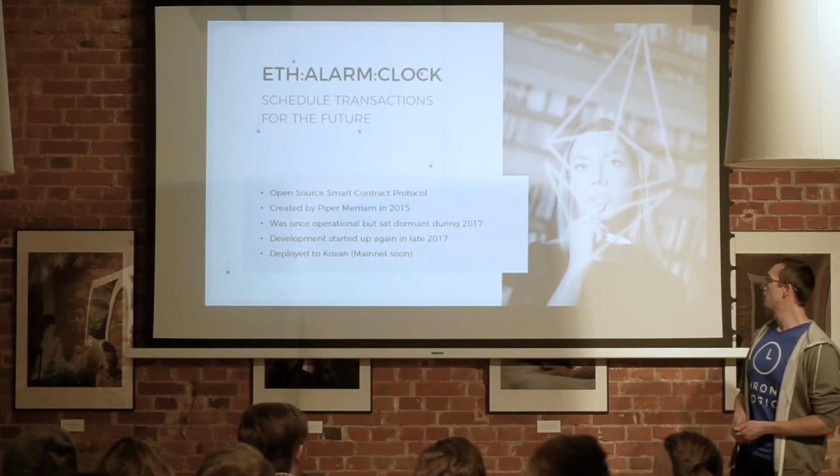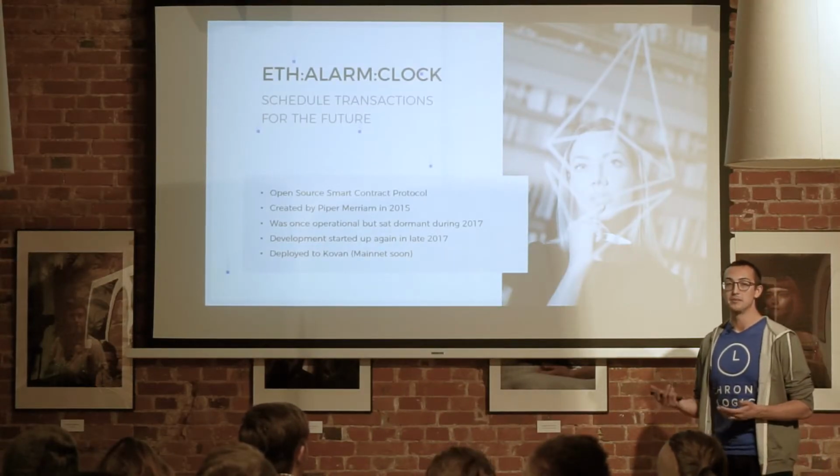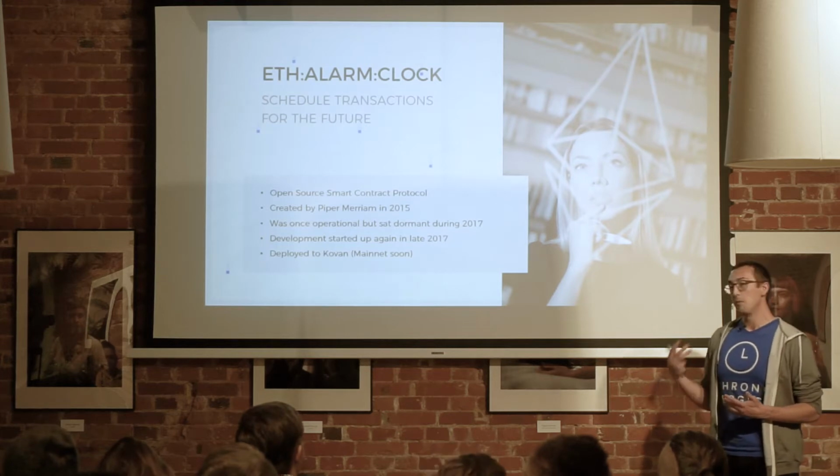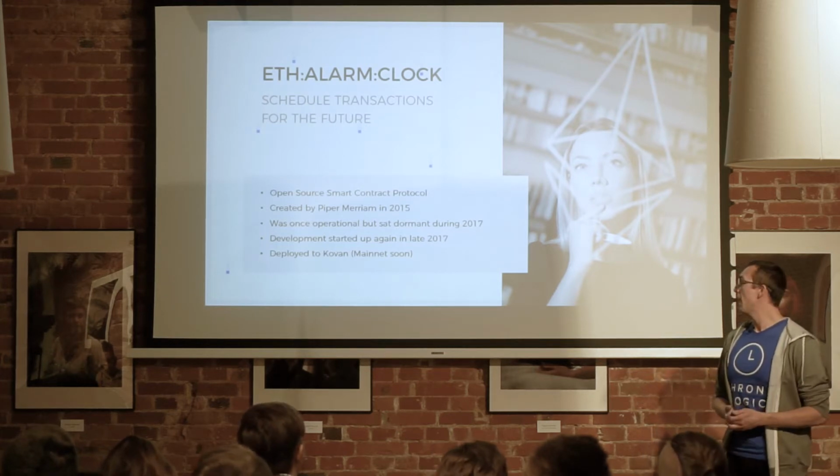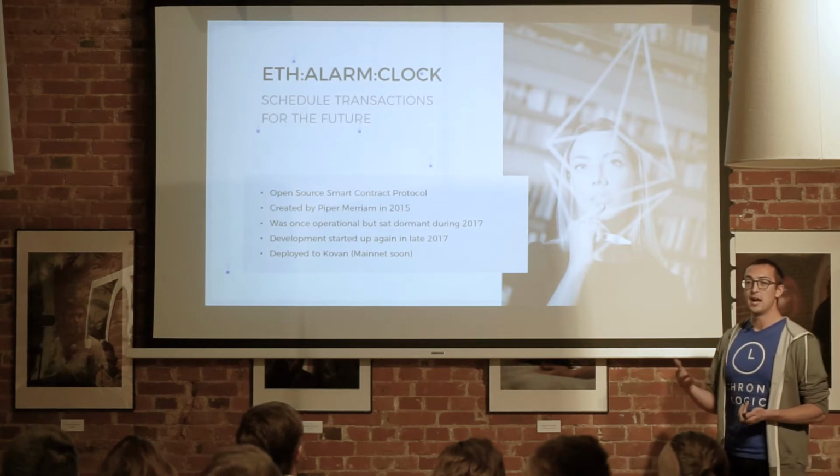The alarm clock kind of fell into a state of disarray, and it wasn't maintained and wasn't working for a while. So Chronologic came in toward the end of last year and got it functional again. We started building a dApp to make it a lot easier to use, and we're currently working on version 2. We have it on the Kovan testnet. We're right now waiting for a security audit, and we're going to put it on the mainnet and want developers to start getting their hands dirty with it.